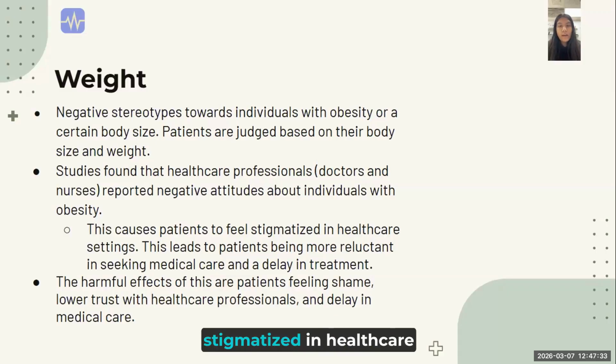feel stigmatized in healthcare settings, which leads to patients being more reluctant in seeking medical care and a delay in treatment. This is really harmful because it affects the patient's feelings, and they may be feeling some form of shame and have a lower trust with healthcare professionals, and this can delay medical care.